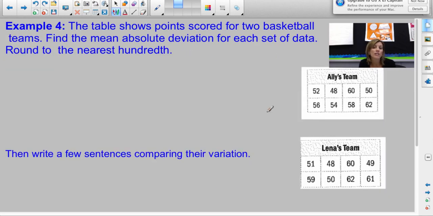This example 4 is your you-try problem. We will go over that to start class tomorrow. So remember your steps. If you need your packet, go ahead and look at it. But you've got Allie's team to do and Lena's team to do. And make sure you're writing it all down. Maybe even want to use colors.